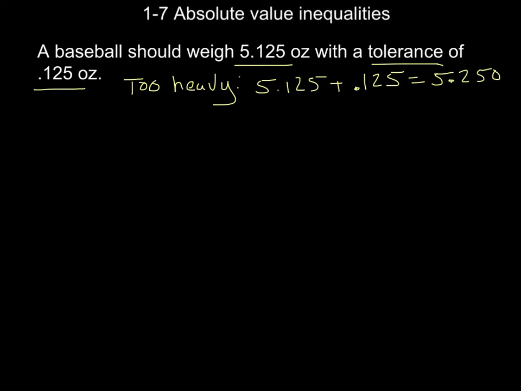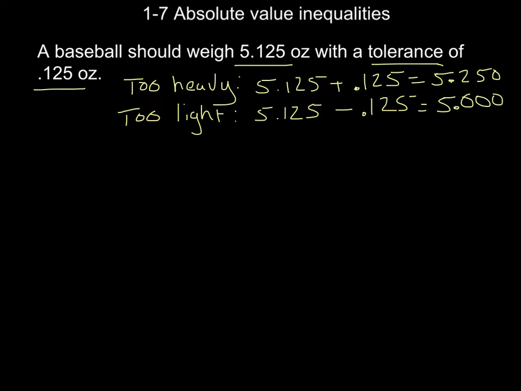But on the other side, my baseball could be too light. And so again, perfect baseball, 5.125, but I could be too light by 0.125 ounces. And in this case, if we do the math, I would be exactly at 5 ounces. So the heaviest possible legal baseball I could have is 5.250, and the lightest legal possible baseball I could have is 5.000, which anything beyond that or outside of that realm would be not playable.